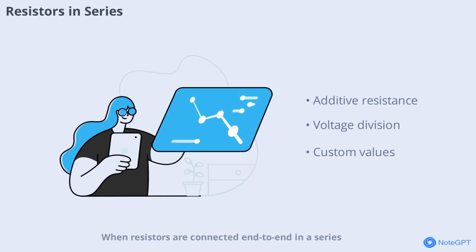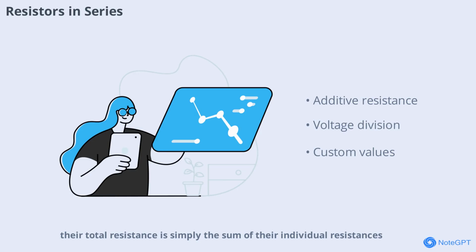When resistors are connected end-to-end in a series, their total resistance is simply the sum of their individual resistances. This configuration is often used to achieve a specific resistance value that may not be available as a single resistor. Series connections also help distribute voltage drops across multiple components.